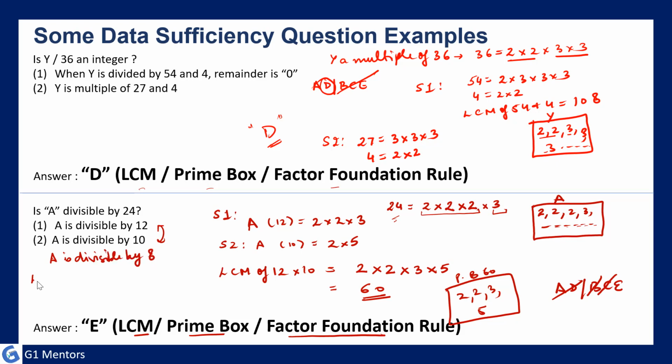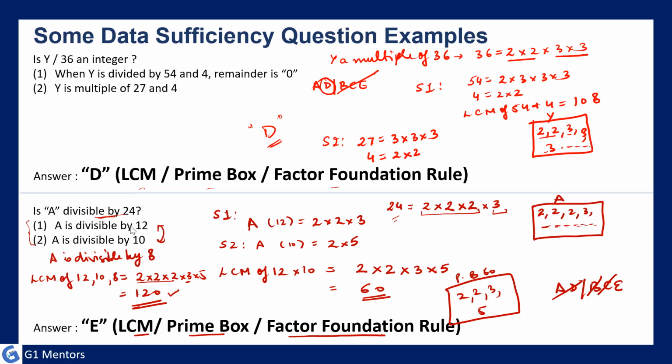In this case, we find the LCM of 12, 10 and 8. What would it have been? 2 into 2 into 2 into 3 into 5, which is nothing but 120. If we make the prime box of 120, it contains three 2's and one 3. In this case, we would have been able to say that A is divisible by 24. But with these two statements alone, we can't determine whether A is divisible by 24 or not.